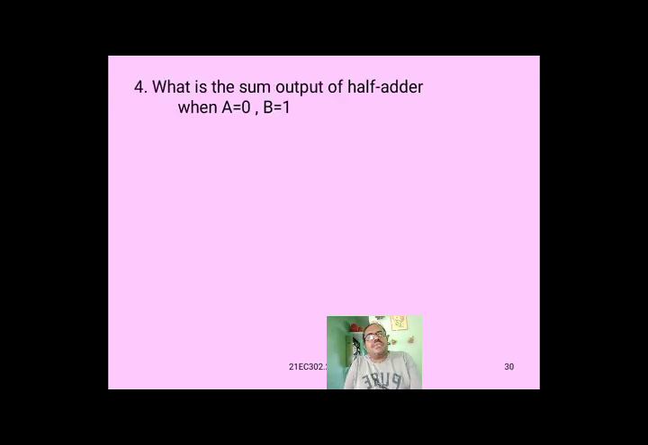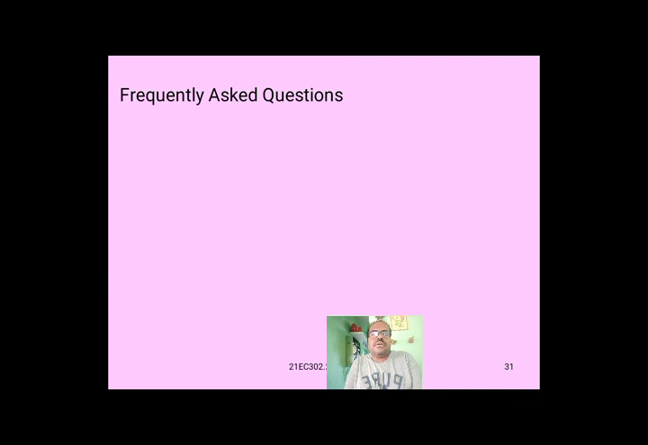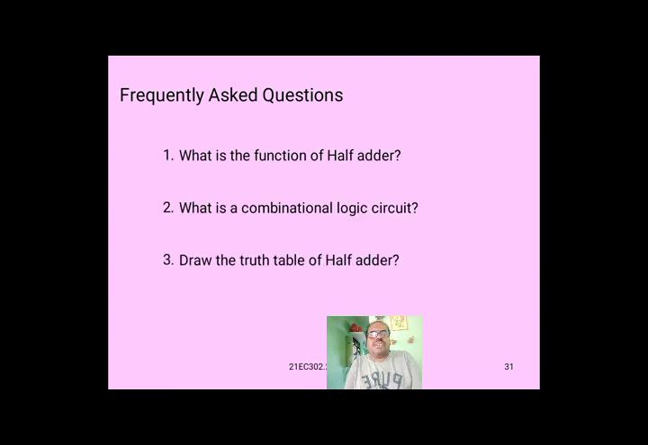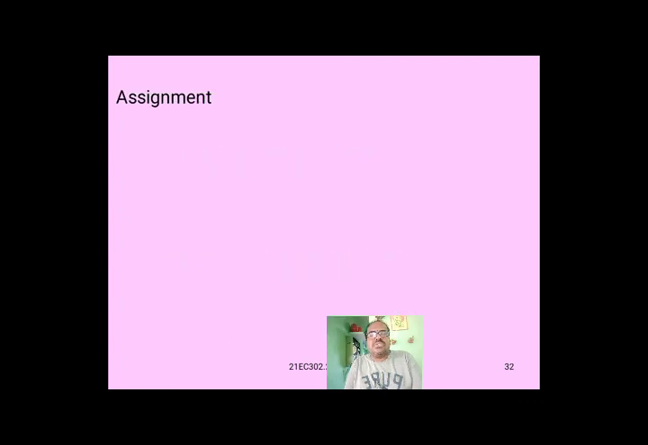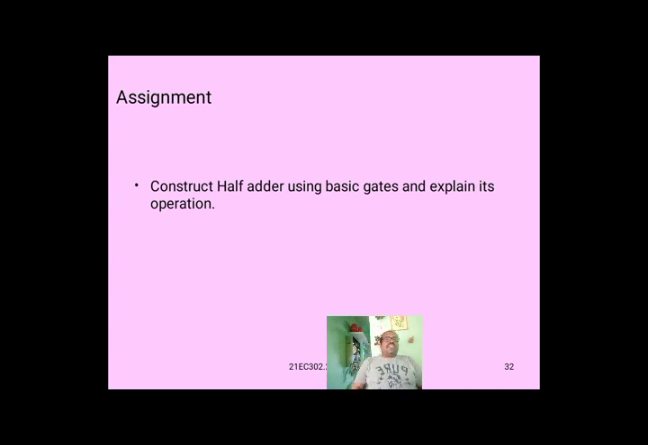Next, fourth one, what is the sum output of half adder when A equals 0 and B equals 1? It is equal to 1: B. Here I have given the frequently asked question as well as an assignment question. Please make a note of it and complete it by the next session: construct half adder using basic gates and explain its operation.